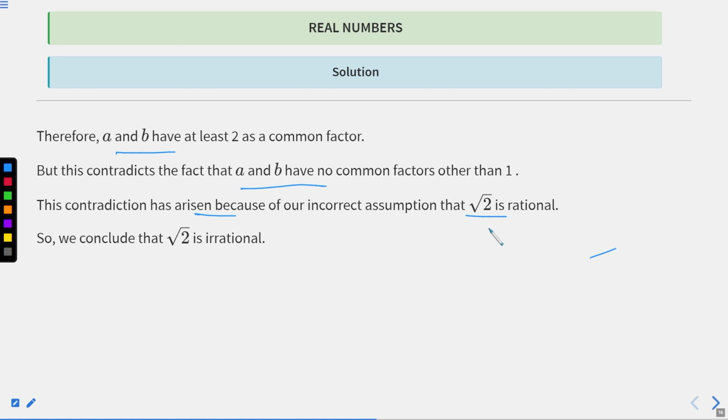So by the contradiction method we can conclude that root 2 is an irrational number.